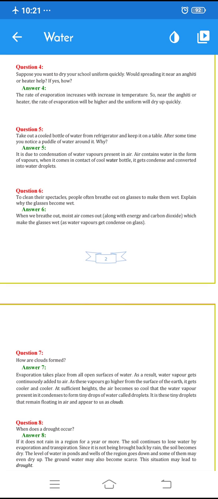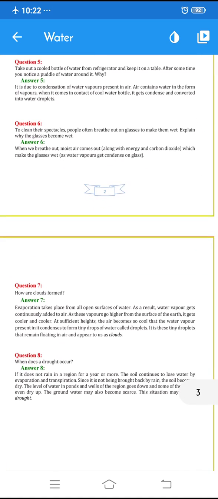Yes. The rate of evaporation always increases. See the answer here: the rate of evaporation increases with increase in temperature. Yes, we all have to accept this. Whenever there is an increase in the temperature, automatically the rate of evaporation also increases. So near the angithi or heater, the rate of evaporation will be higher and the uniform will dry up quickly. Both give an equal amount of heat, that's why the rate of evaporation will be equal for both. Now let's go for question number 5.